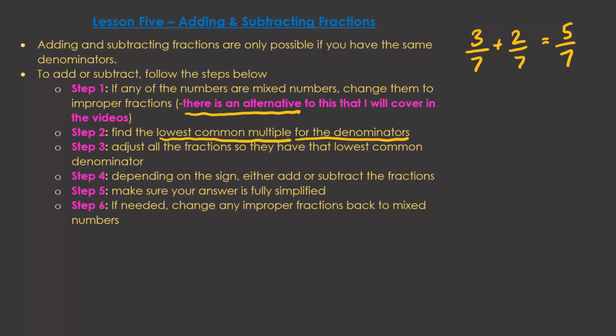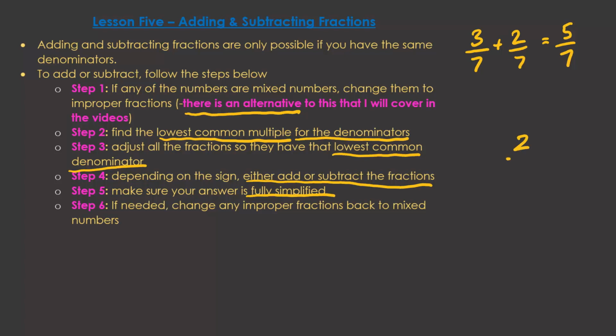Adjust all the fractions so they have that lowest common denominator. So the lowest common denominator is the lowest common multiple of the denominators. Step 4, depending on the sign, either add or subtract the fractions. Step 5, make sure your answer is fully simplified.